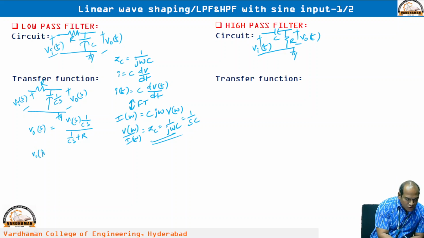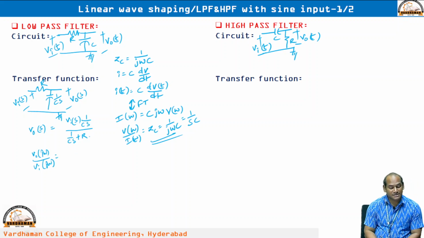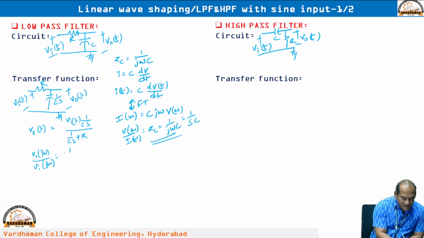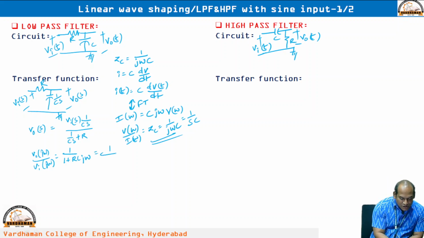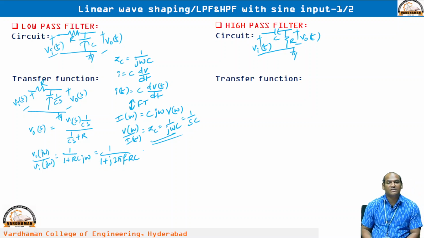V naught of j omega by Vi of j omega is equal to 1 by Cs by 1 by Cs plus R. So, in the denominator you can take LCM, you will get Cs as LCM, numerator Cs, denominator Cs will be cancelled. So, finally you are going to get 1 by 1 plus RCS, S means j omega. Okay. And j omega means what? 2 pi f. So, 1 by 1 plus j 2 pi f into RC. This is what we got now.